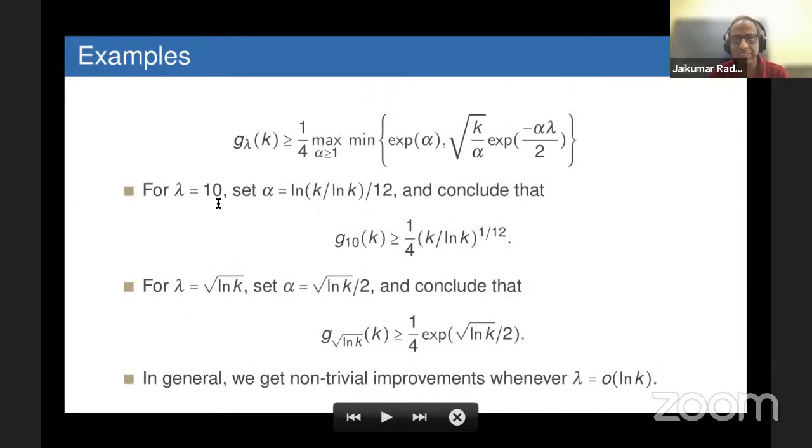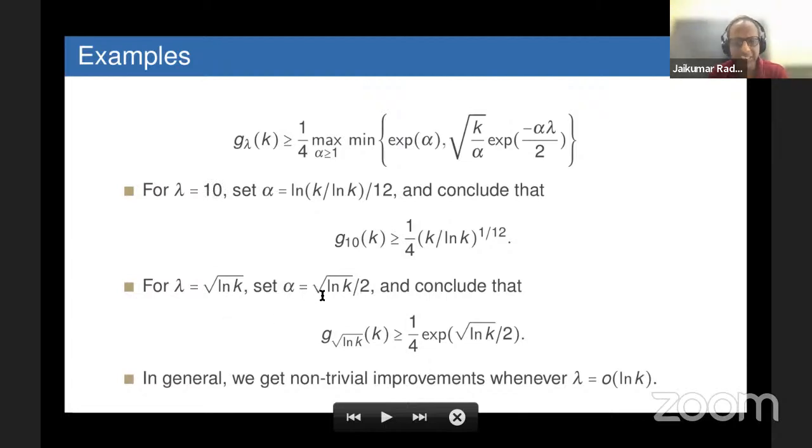Okay. Now, in some special cases, let us say if you set lambda to be 10. So what is this? This is a hypergraph where every two intersecting edges have sizes which differ only by a factor at most 10. Then we get a polynomial growth. So we show that even if a random coloring leaves these many edges monochromatic, there is another coloring which would perfectly color the graph.